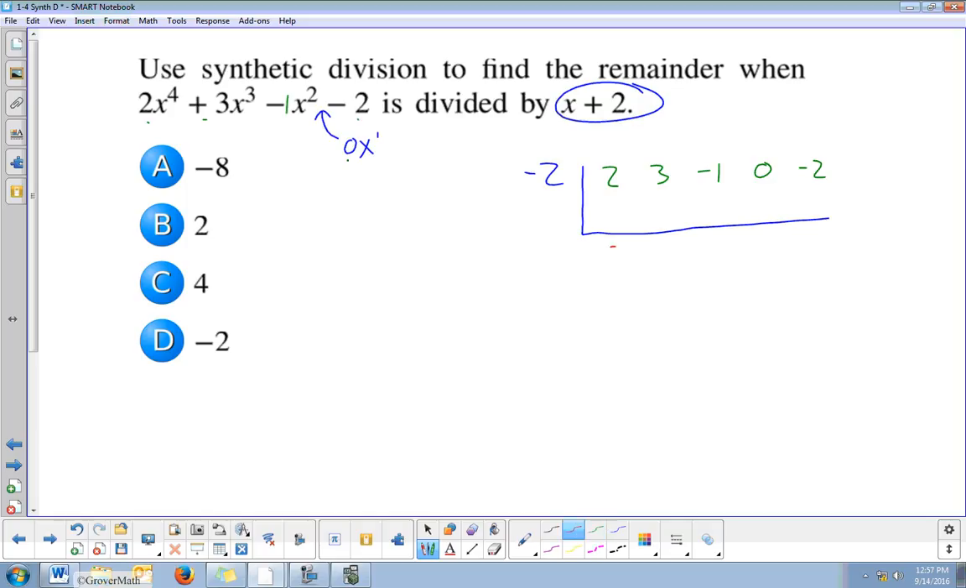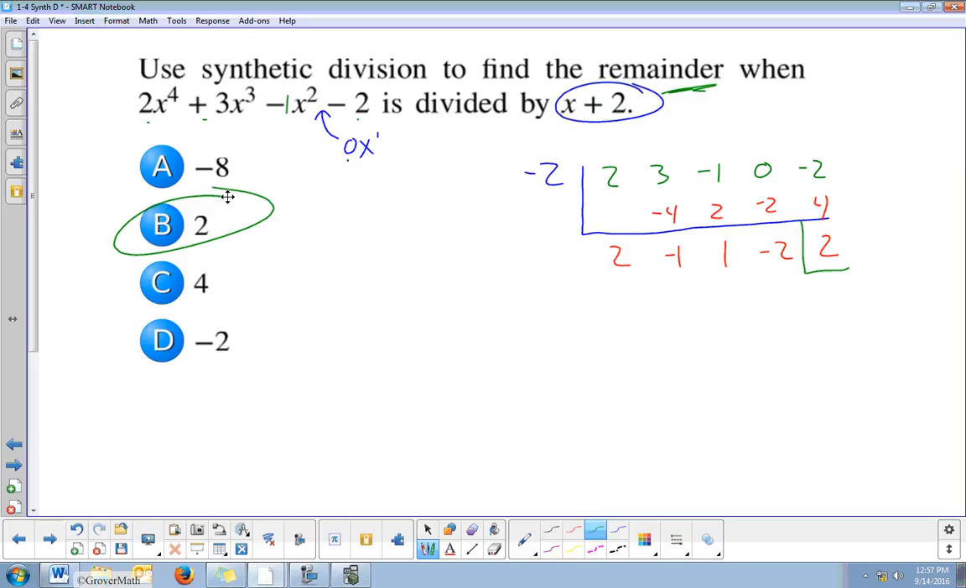Bring down the first number. You don't have to draw arrows, but you can if you'd like. Times the outside, negative 4. Combine these, negative 1. Times the outside, positive 2. Combine these, positive 1. Times the outside, negative 2. Combine these, negative 1. Times the outside is 4. Combine these, we get 2. The last number is the remainder. So we get a remainder of 2.